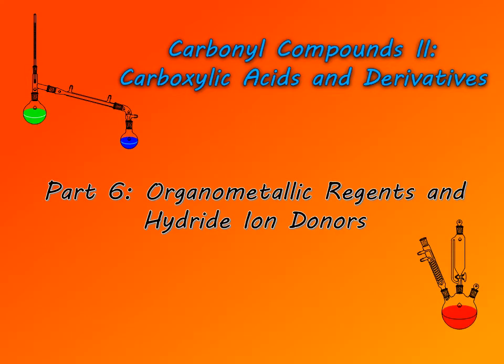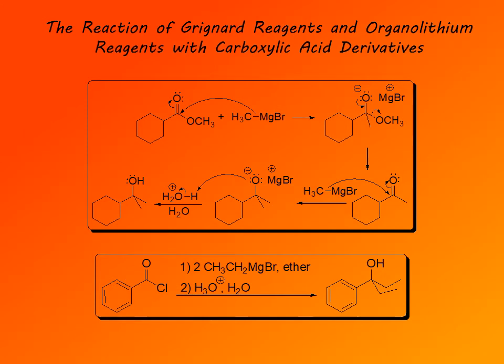In this video, we are going to look into organometallic reagents and hydride ion donors. Grignard reagents and organolithium reagents react with carboxylic acid derivatives to give tertiary alcohols as the final products. Typical carboxylic acid derivatives that are used in these types of reactions are methyl and ethyl esters. Because the alkoxy group is lost in the course of the reaction, inexpensive esters are the best starting materials.